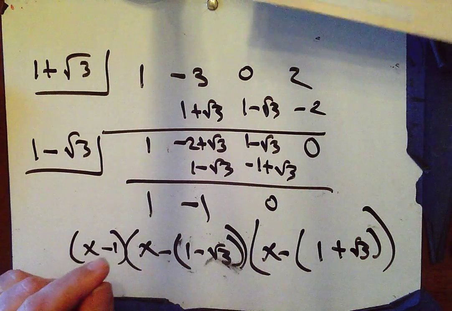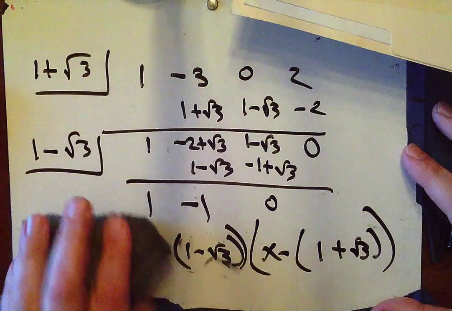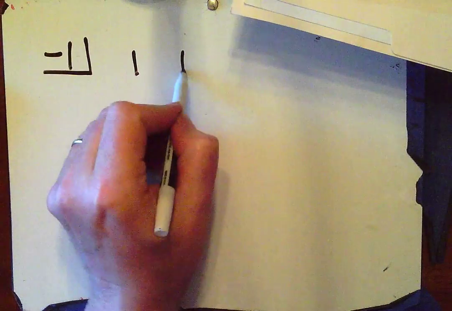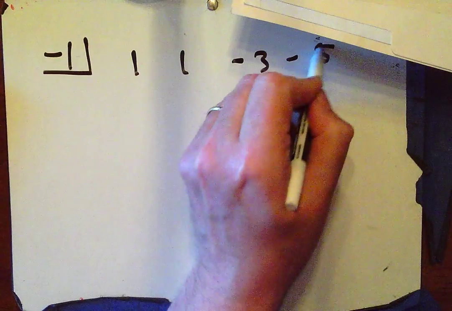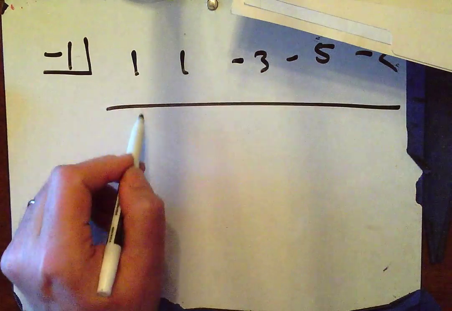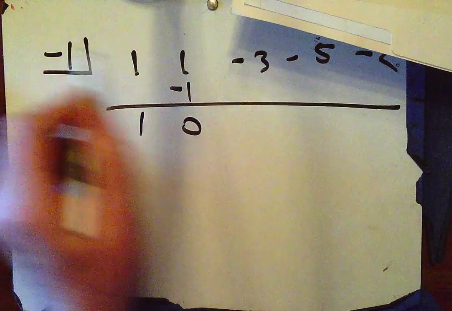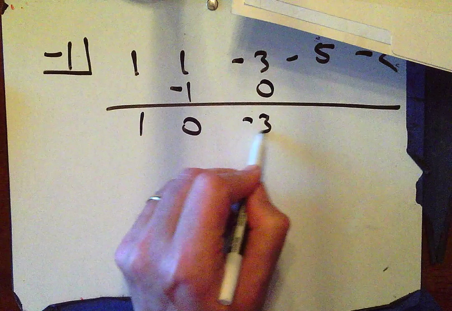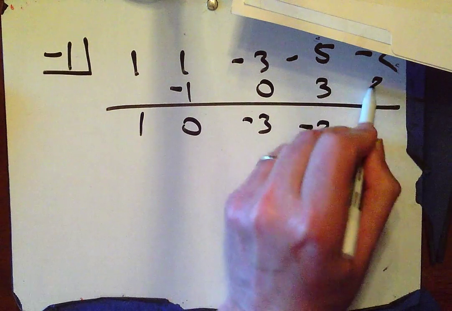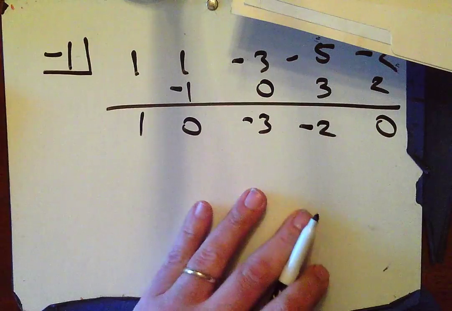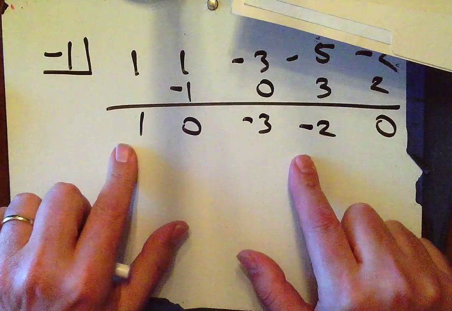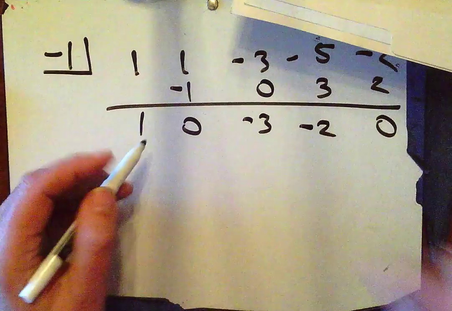All right, so let's look at part C here. Part C says that we're given that negative 1 is a root. So I know negative 1, 1, 1, negative 3, negative 5, negative 2, 1, negative 1, 0, 0, negative 3, 3, negative 2, 2, 0. Now the funny thing about this is I can't factor that by grouping.